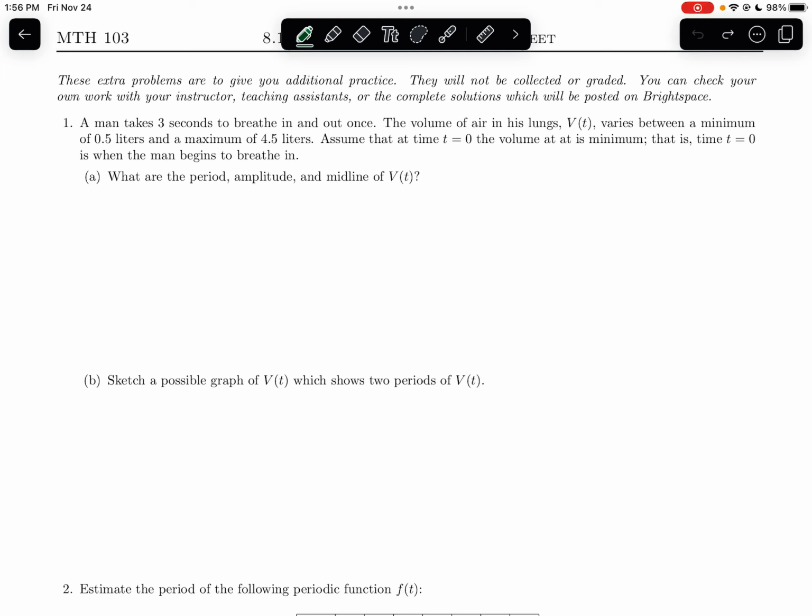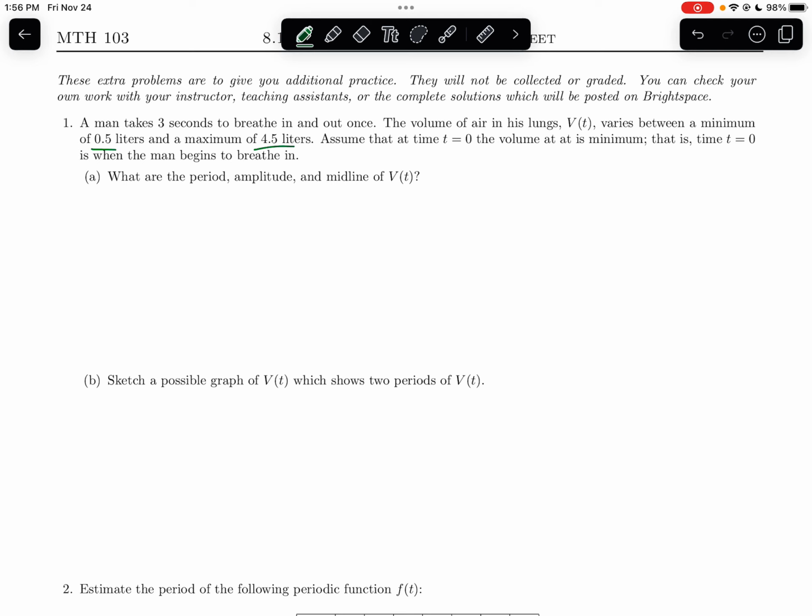So for this first problem, we're told that a man takes 3 seconds to breathe in and out once, and we have a minimum value of 0.5 liters for the function, and we have a maximum value of 4.5. And we're asked what the period is.